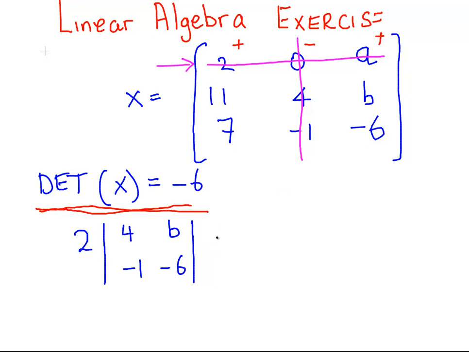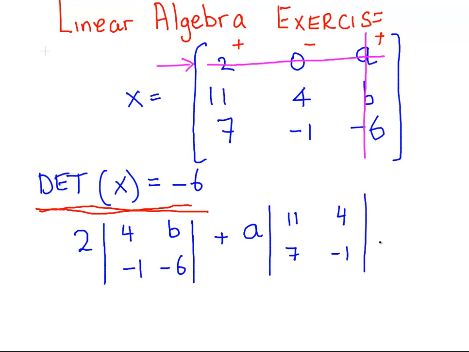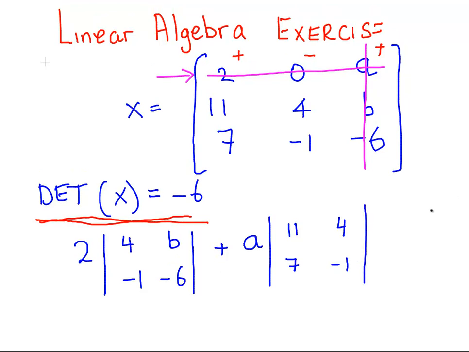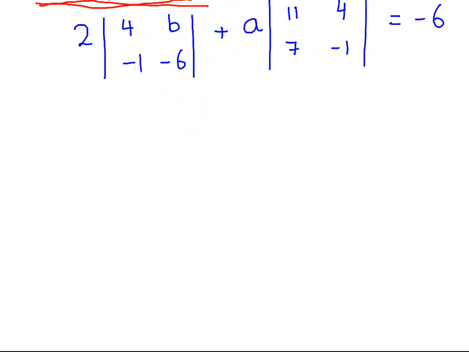So plus A, and the determinant of its minor matrix. And what is that? Well, let's cross off the row that A is on, I've done that already, and the column that A is on. And what do we have? 11, 4, 7, minus 1. Alright, so let's solve that. By the way, that would be equal to minus 6. That's just useful to know.